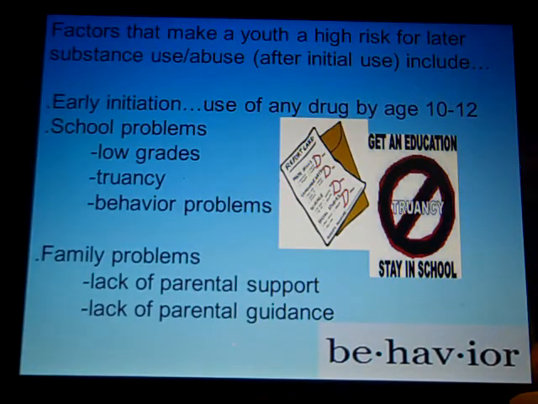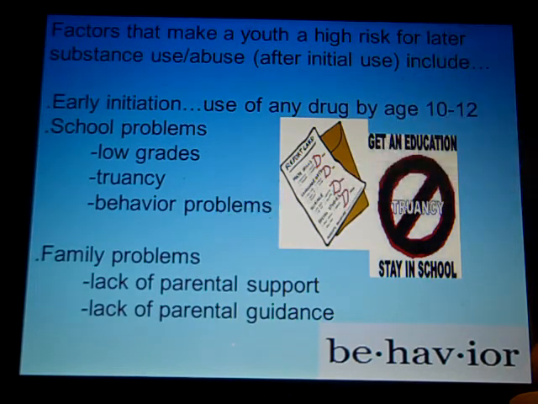There are factors that make young people higher risk for later substance abuse and use after they have first used. Sometimes people just use once or twice and they're done. But there are some warning signs or red flags. Early initiation is one. Use of any illegal drug by the age of 10 to 12 increases chances that that person will continue to use and or abuse. School problems are another indication, like low grades, truancy, behavior problems. Those are all fairly strong predictors of subsequent drug use or abuse after initial use.